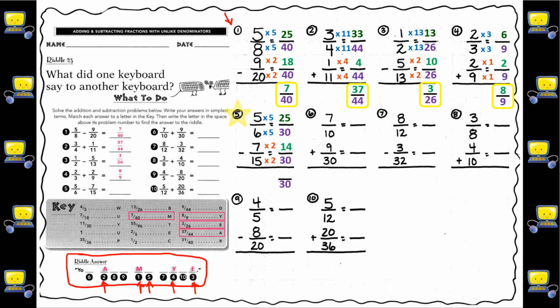10 times 3 equals 30. 7 times 3 equals 21. 30 times 1 equals 30. 9 times 1 equals 9. I bring down the denominator 30. 21 plus 9 equals 30. I can reduce this fraction.